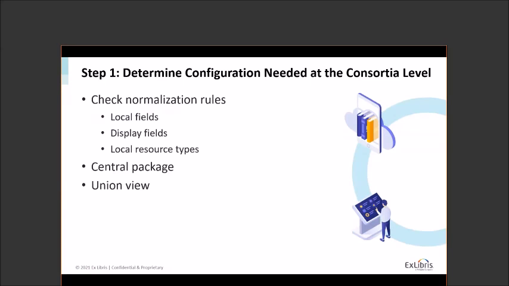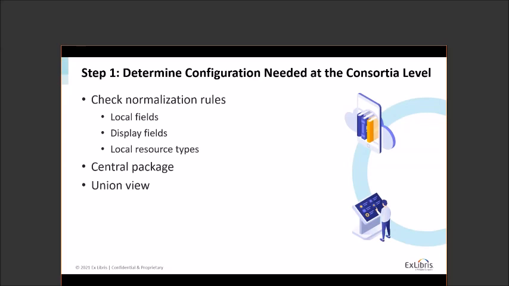Display field: you should check to see if the out-of-the-box display fields were modified in the normalization rules. And local resource type: you need to check if you have defined a local resource type and if it's relevant to all institutions. Then you should check the central package. It exists in both Primo and Primo VE. Note that the customization packages are copied from Primo to Primo VE during the enablement process.